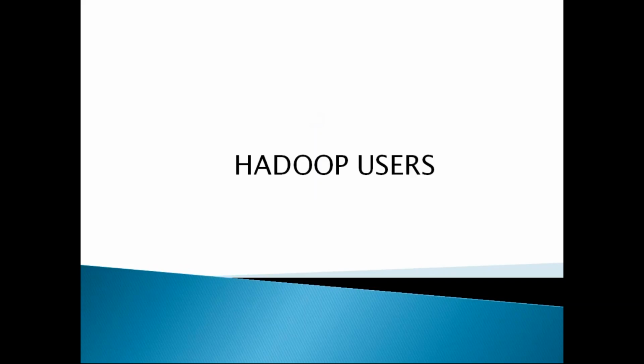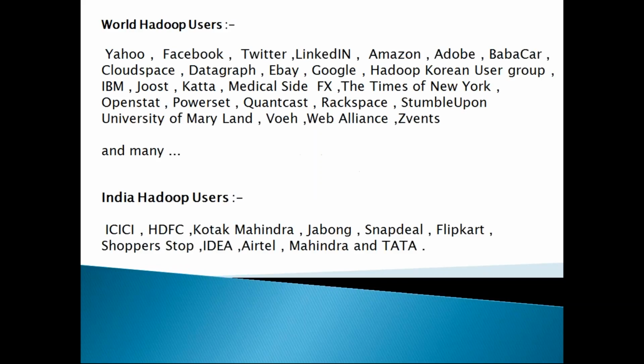Now there are Hadoop users in the world who are using Hadoop today, like Yahoo, Facebook, Twitter, LinkedIn, Amazon. Google is not using Hadoop; Google uses its own concepts, GFS and MapReduce. Hadoop is used by many companies: Amazon, Adobe, New York Times, OpenStat, PowerStat, Comcast, Rackspace, and many more.